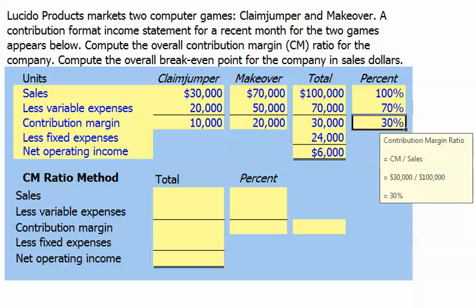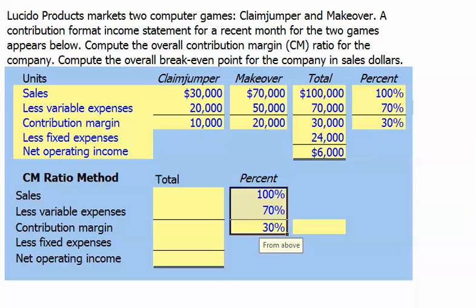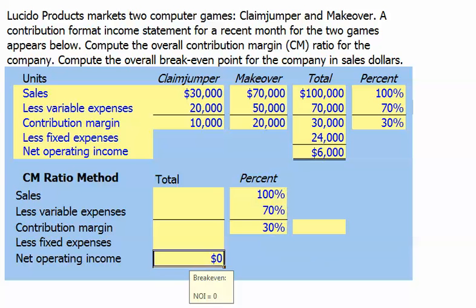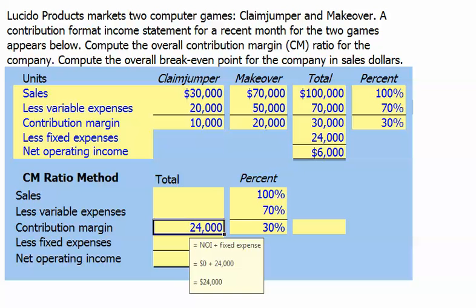Let's go ahead now and calculate our break-even point using our contribution margin ratio. Recall, our break-even point is where our net operating income is zero. Since we are told our fixed expenses, and that's simply from above, are $24,000, to reach break-even, we're going to need a total contribution margin of $24,000. That's our net operating income of zero plus our fixed expenses.